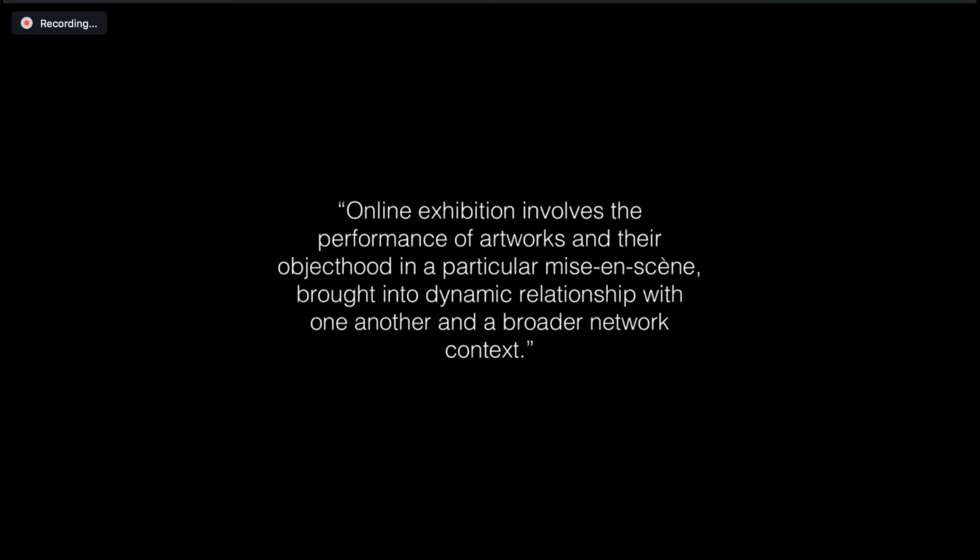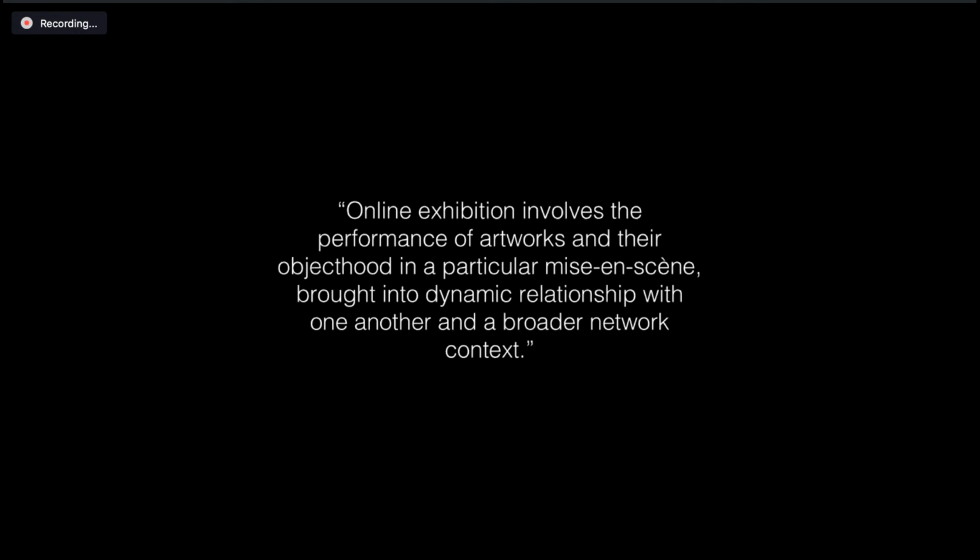So I put together my own definition, which maybe gets a little complicated. I would suggest that online exhibition involves the performance of artworks and their objecthood in a particular mise-en-scène, brought into dynamic relationship with one another and a broader network context. There's a lot in that, and I'm not going to unpack it all now. You can go back to the article to refer to it if you feel the desire.